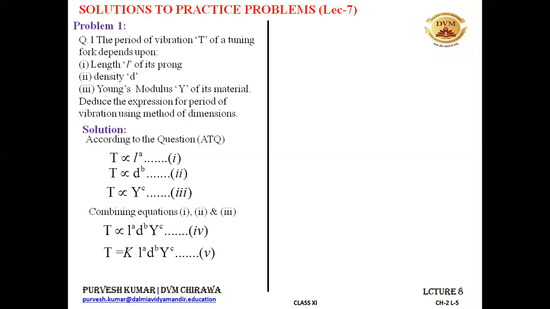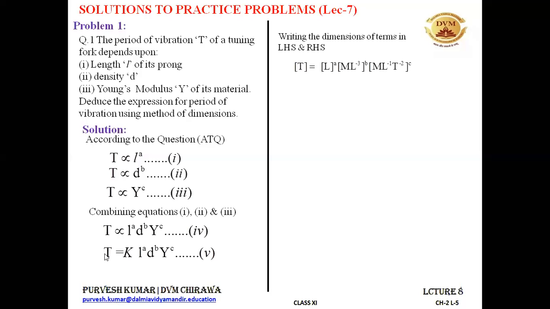And your Y is Young's modulus, which has the same dimensions as pressure. I told you when I made you write the dimensions of various quantities that Young's modulus has the same dimensions as we have for pressure. We know pressure is force upon area. So you can easily find it out as ML^-1 T^-2 for Young's modulus Y. So writing the dimensions, you can write it like this.